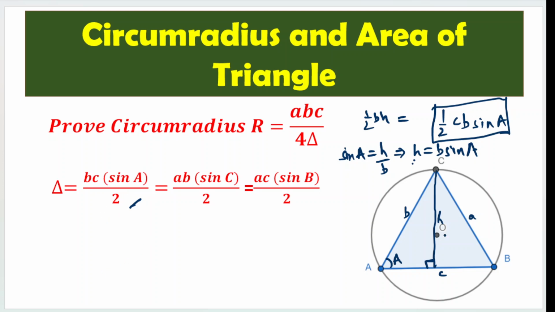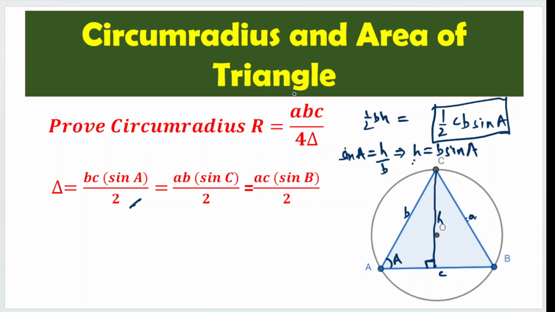Similarly, we can draw perpendiculars to other sides. Using the same methodology, we can say half into AB sine C or half into AC sine B. By using the perpendicular drawn, we are able to prove this formula, half bc sine A. You can use another perpendicular to the other sides and prove the remaining two also. Now this part is done.